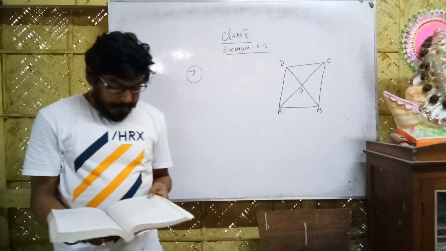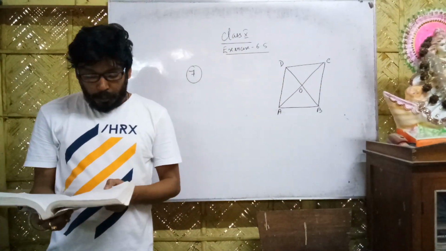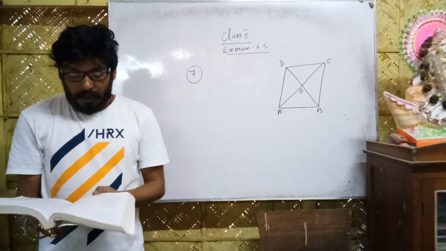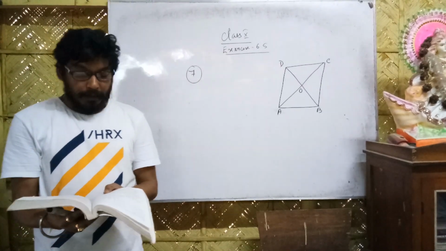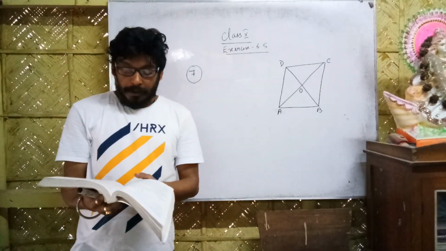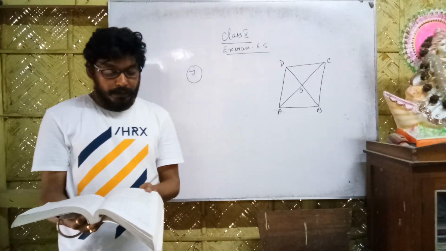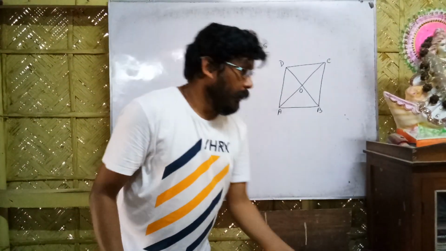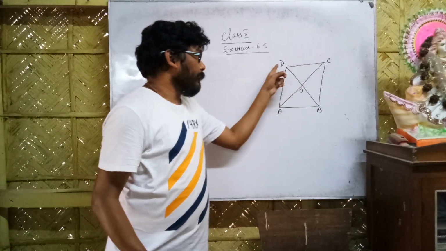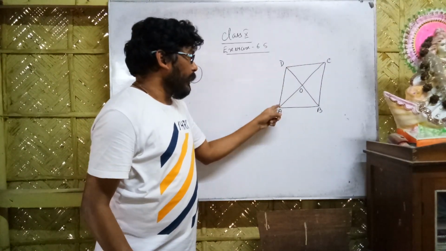Now see question number 7. What did they say? Prove that the sum of the squares of the sides of a rhombus is equal to the sum of the squares of its diagonals. So you make a rhombus ABCD, join diagonal BD and diagonal AC.